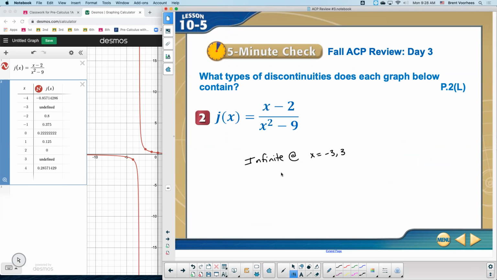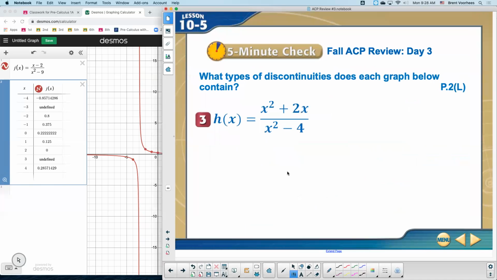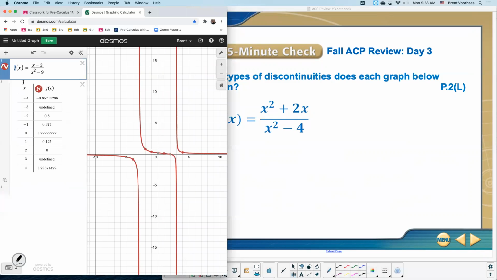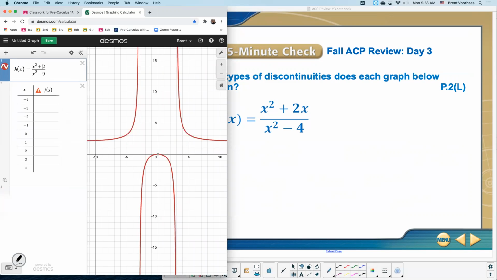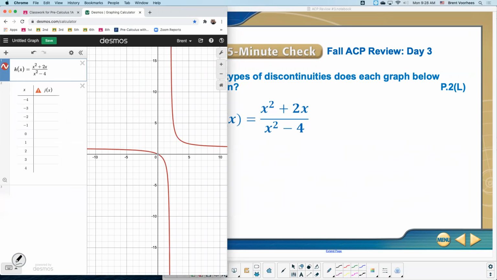All right. Let's check out number 3. So again, if I'm following my rules, this could possibly have 2 breaks. At most, it'll have 2 breaks. I'm just going to change this equation here. We'll go h of x equals (x squared plus 2x) over (x squared minus 4). And to get the table working, I need to change this from a j to an h now.